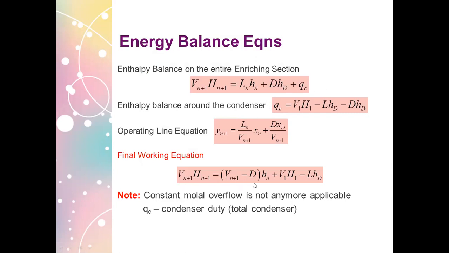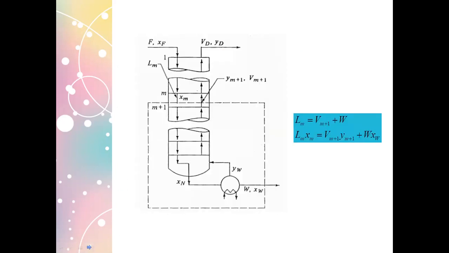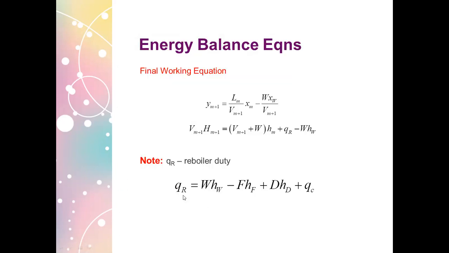The final working equation for the energy balance in the enriching section, the formula for the QR in terms of QC, and the final energy balance equation for the stripping section of your column. So, four energy balance equations in your distilling column.